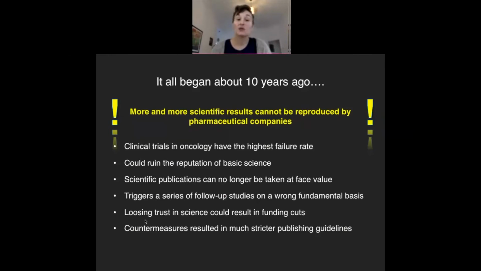And so there are countermeasures that came out from this crisis that now resulted in much stricter publishing guidelines. And this is also affecting us because, in order to improve this, we have to put in more work for publishing and for correctly documenting our research when we write up our manuscripts and papers.